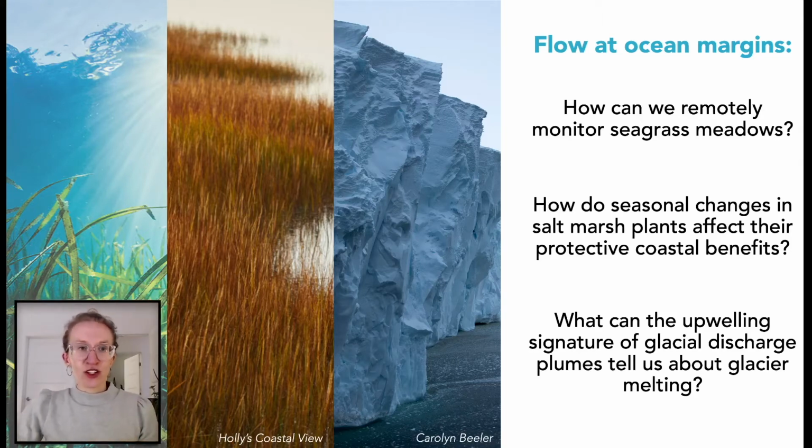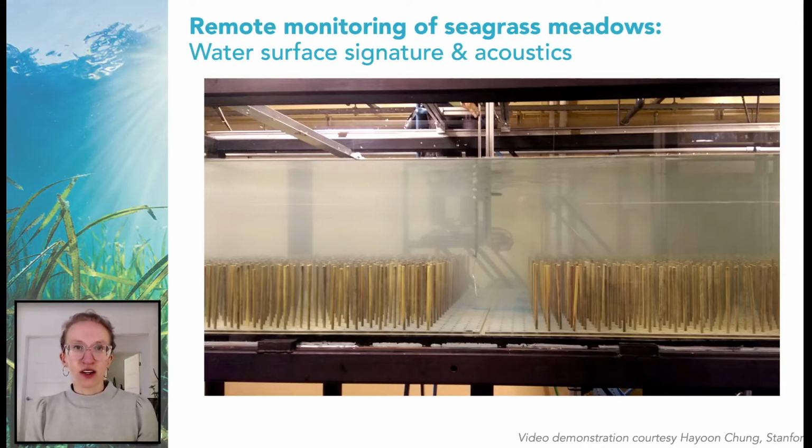So for this first question of how can we remotely monitor seagrass meadows, perhaps their health, perhaps the flow through them, let's first talk about the sort of tools that we use. So when we're trying to study the dynamics of flow through seagrass in the lab, we often use a variety of different model vegetation and place it in an open channel flume like the one that's shown here, where we can subject that model vegetation to waves and currents.